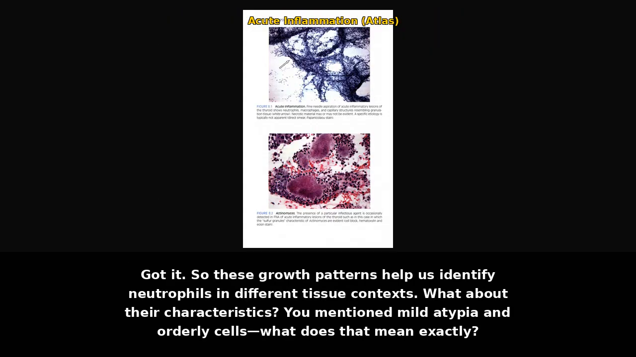Got it. So these growth patterns help us identify neutrophils in different tissue contexts. What about their characteristics? You mentioned mild atypia and orderly cells. What does that mean exactly?